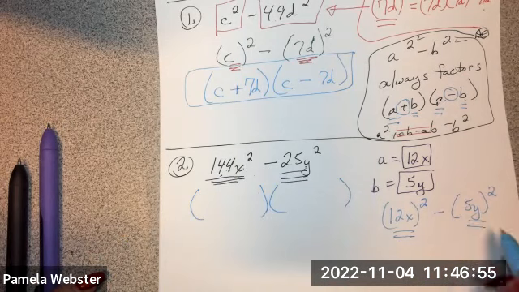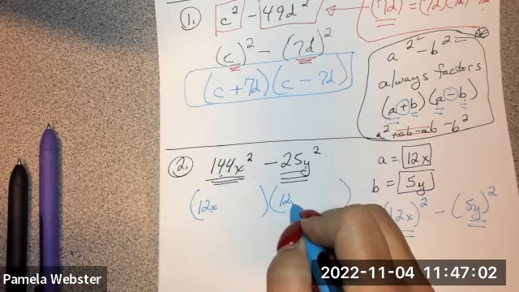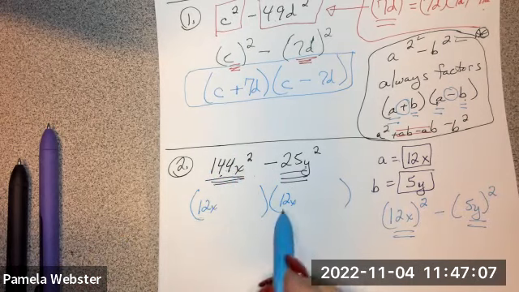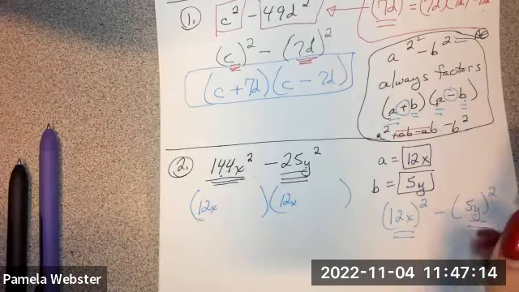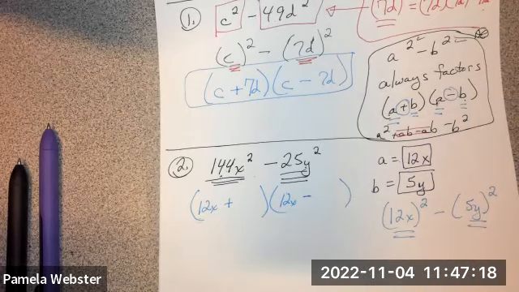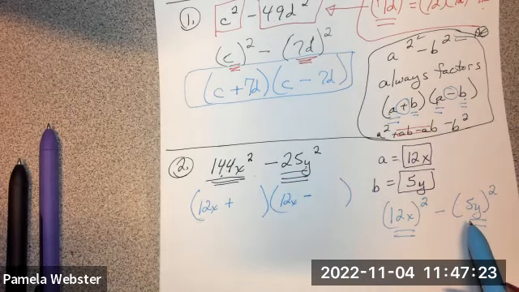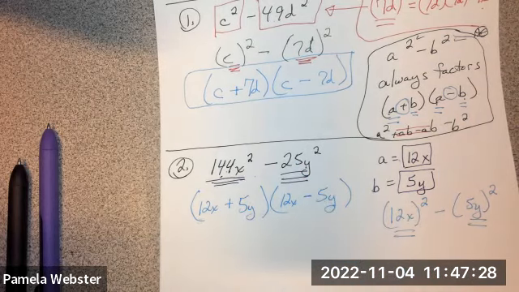So again, we're just going to work with whatever it is that's being squared, okay? So here is going to be 12x and 12x. That was the first term, so these guys have to go first. And then remember, in the format that we're working with, it's a plus b times a minus b. There's going to be a plus and there's going to be a minus. And then I say, hey, what was being squared to give me that last guy? Well, 5y, right? So it's the b, 5y and 5y.